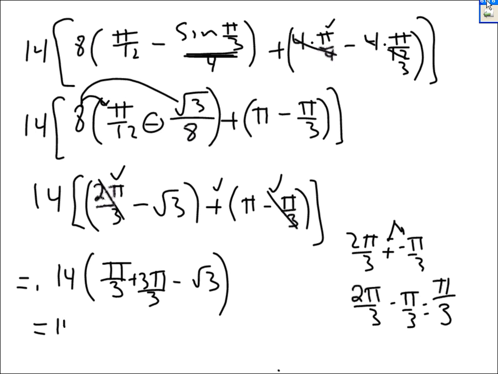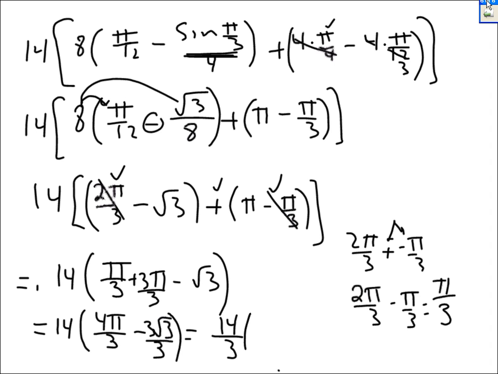So now I have 1/4 times 4 pi over 3 minus the square root of 3. But I'm going to multiply top and bottom by 3. That way I have a common denominator. And I factor out the 3 on the bottom, and I get 4 pi's minus 3 square root of 3's. And that finishes up that problem.